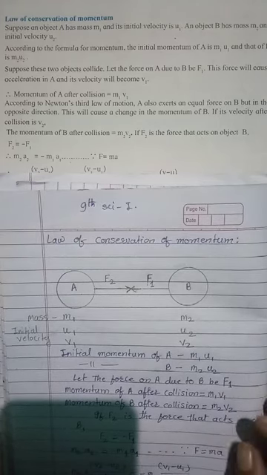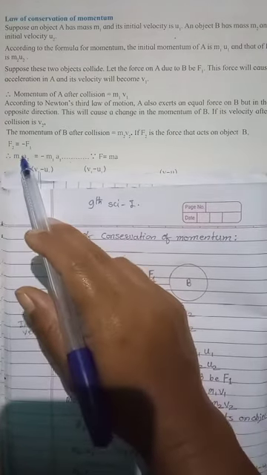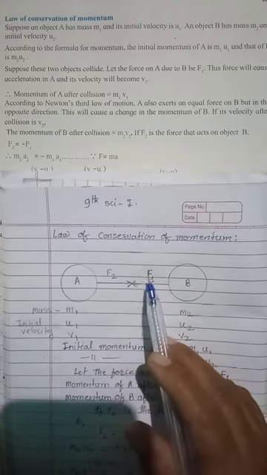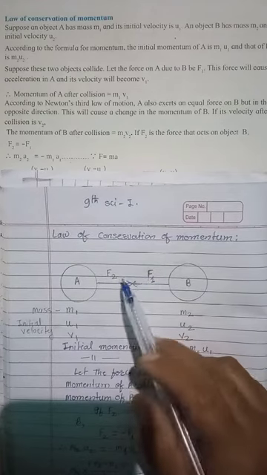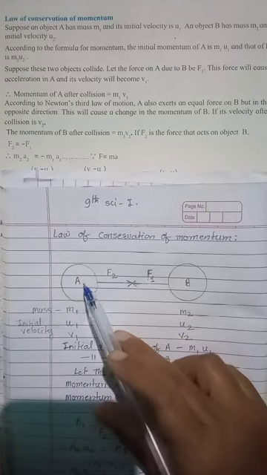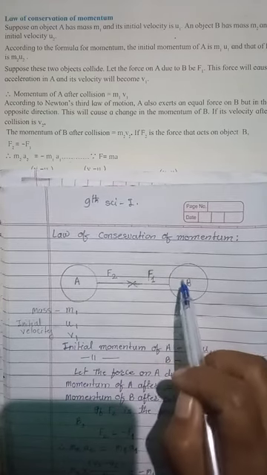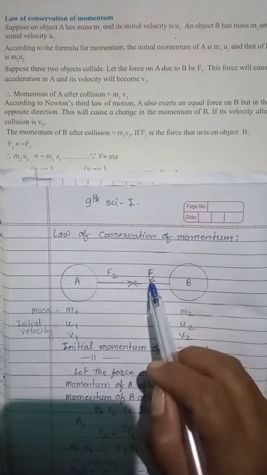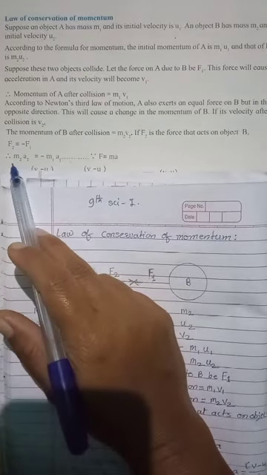If F2 is the force that acts on object B, then F2 is equal to minus F1. Why? Because F2 is the force exerted by object A on B, and B also exerts a force on A in the opposite direction. That's why it is given as minus F1. This we will write like this.